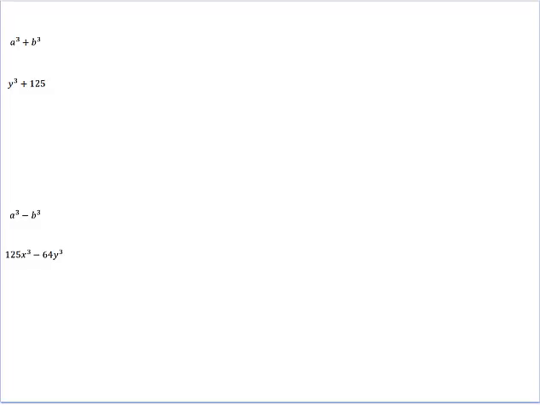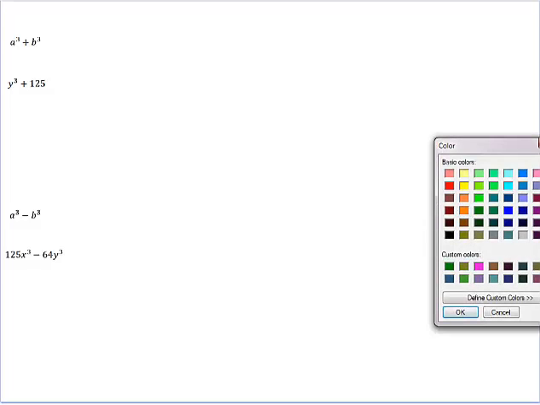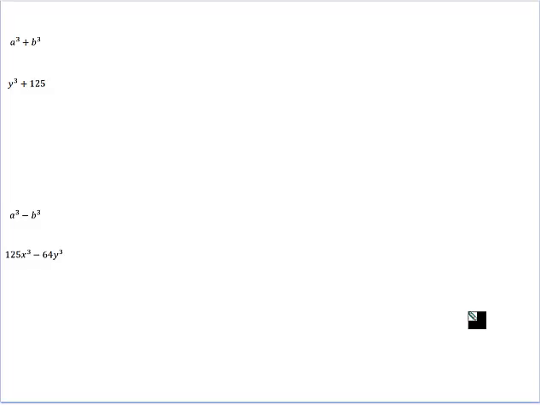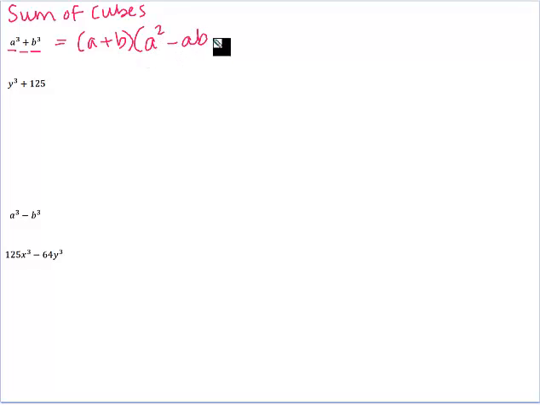We can also have the sum or the difference of two cubes. Sum of two cubes, or the sum of cubes, would be like if we have a cubed plus b cubed. Those are both cubes. This will factor to a plus b times a squared minus ab plus b squared. That is your formula that it will always work, and we'll just come over here and check it quick.